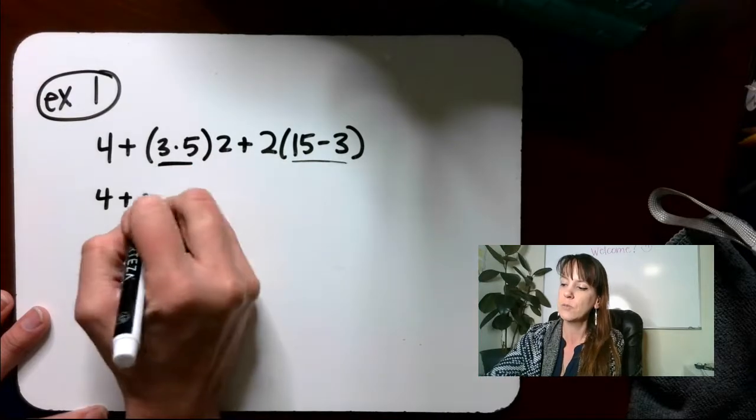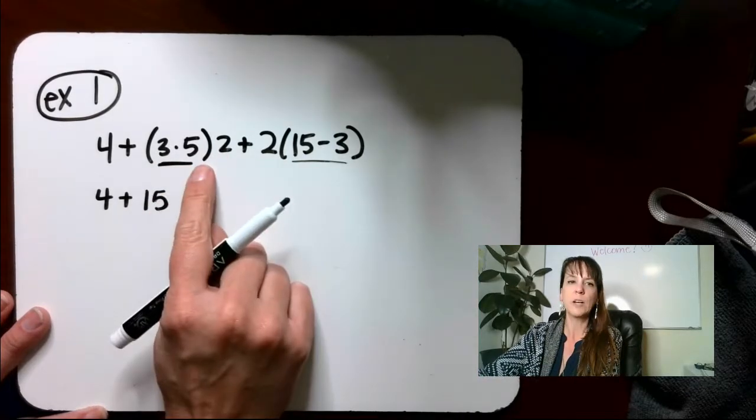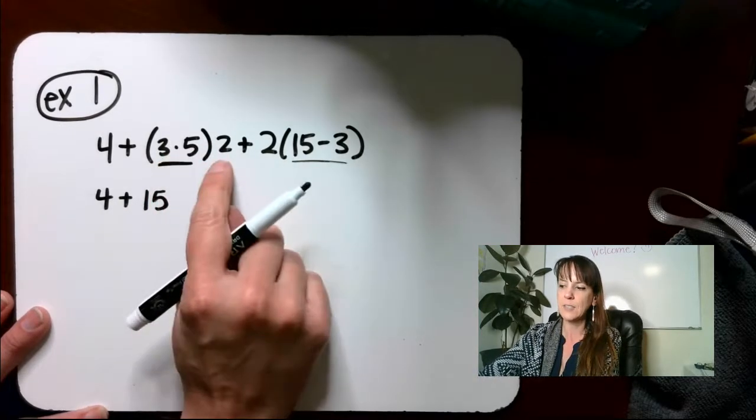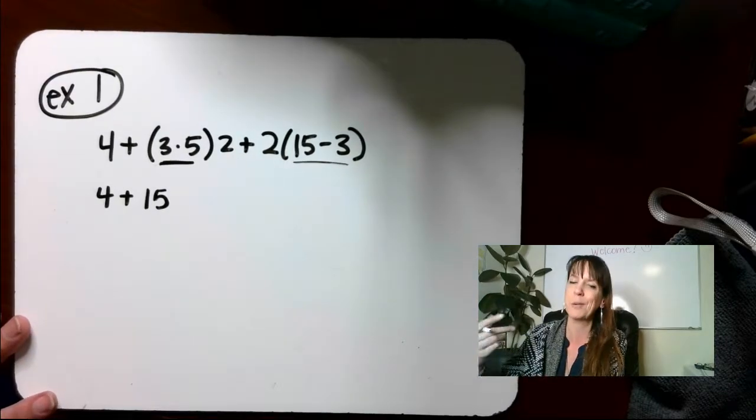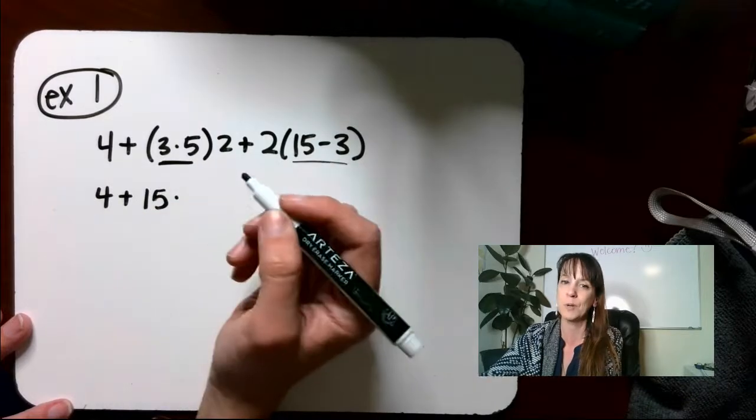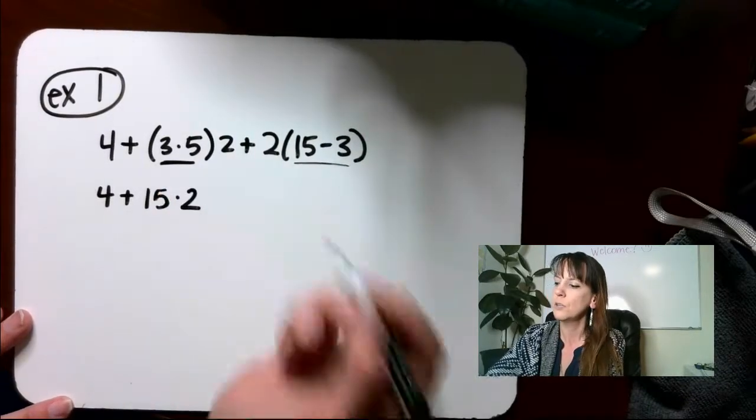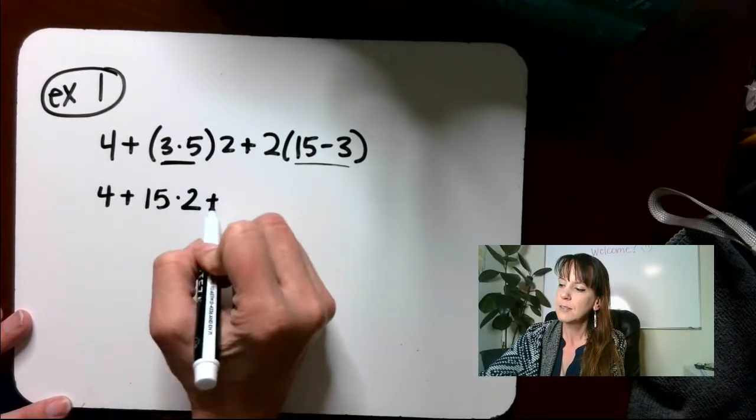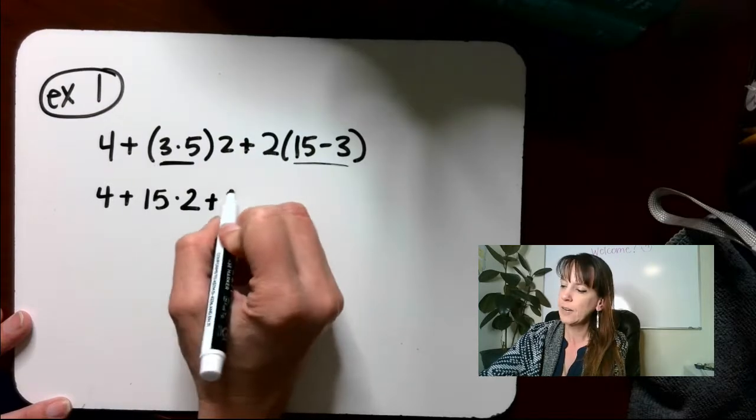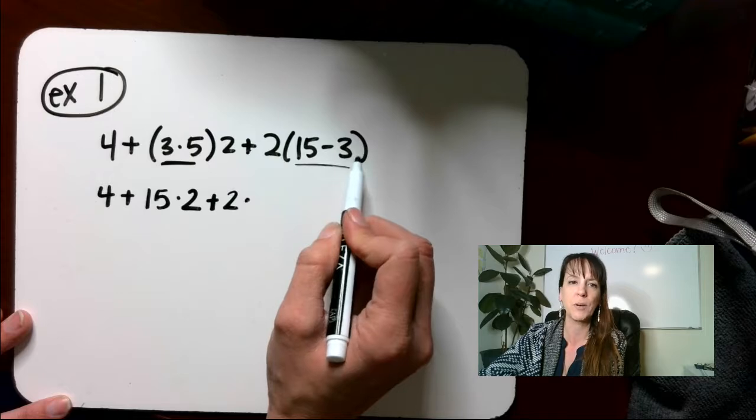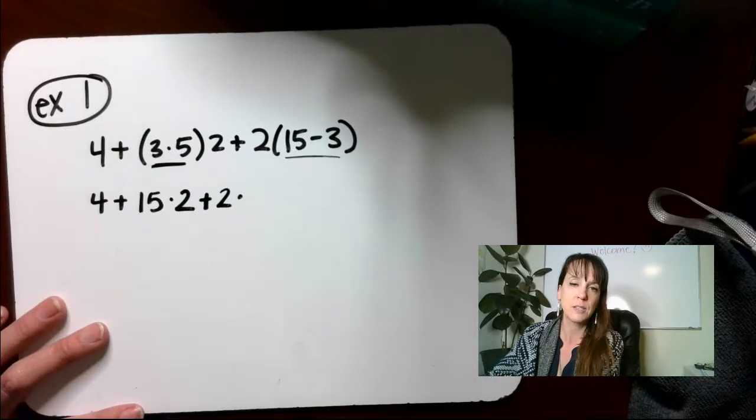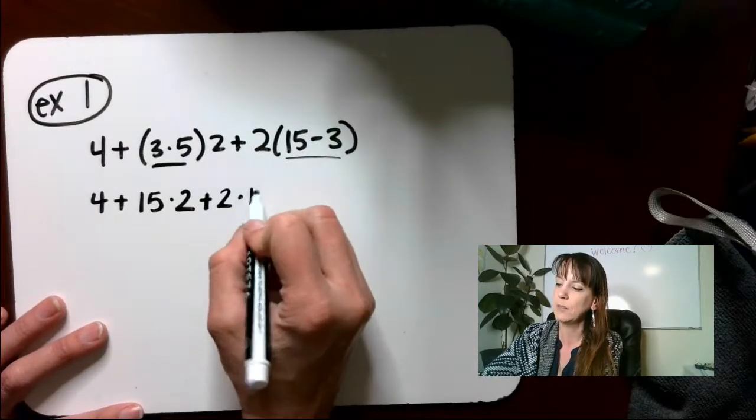3 times 5 is 15. The operation going on between this group and this 2 is multiplication. If there's no operation shown, it's probably multiplication. I can't think of when it wouldn't be, honestly. 2 plus 2, I'm just bringing things down around what I'm doing, times, and I'm taking this out of the parentheses because there's no need to keep it in there, because 15 minus 3 is 12.